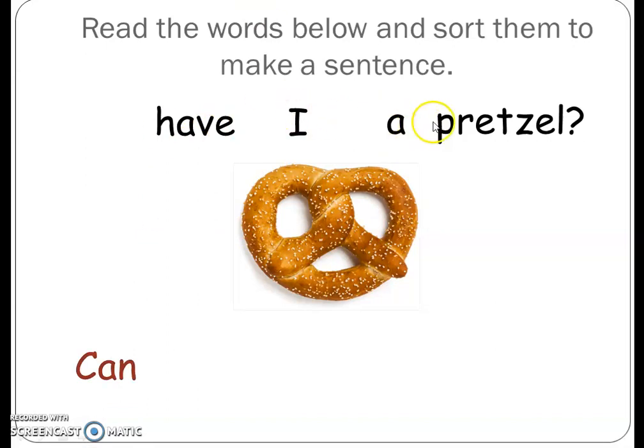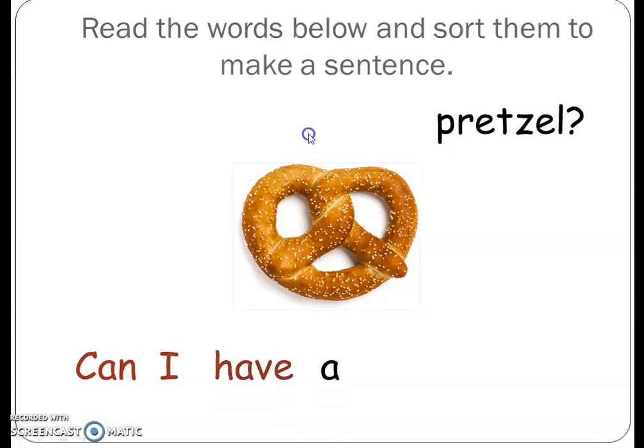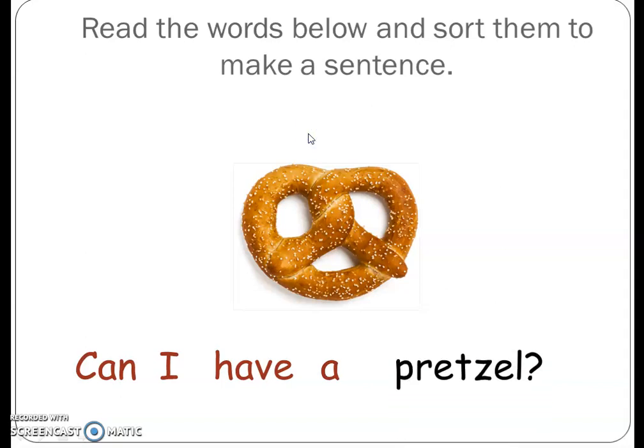Can have I a pretzel? We see a question mark at the end of pretzel, so that's going to be our last word. Let's see. Can a have I pretzel? That doesn't make sense. Can I have a pretzel? Now that makes sense. Can I have a pretzel? And it's asking a question. And we have our question mark. That makes sense. Good. Let's do one more together, and then I'm going to have you try some on your own.